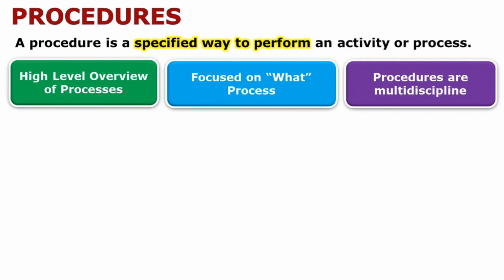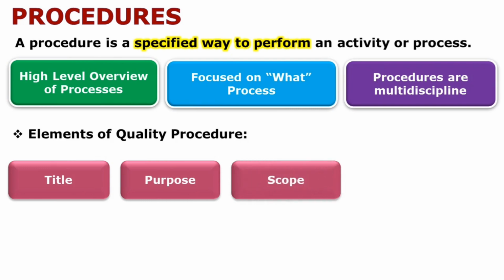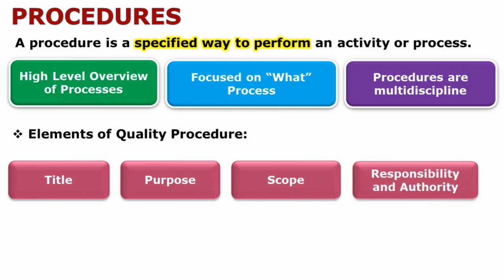When we look at a quality procedure, it typically consists of several key elements. First, there is the title, giving us a clear idea of what this procedure is all about. Second, the purpose, outlining why this procedure exists and what it aims to achieve. Third, the scope, defining the boundaries of where and when this procedure is applicable. Fourth, responsibility and authority, clarifying who is in charge of overseeing and executing this procedure.